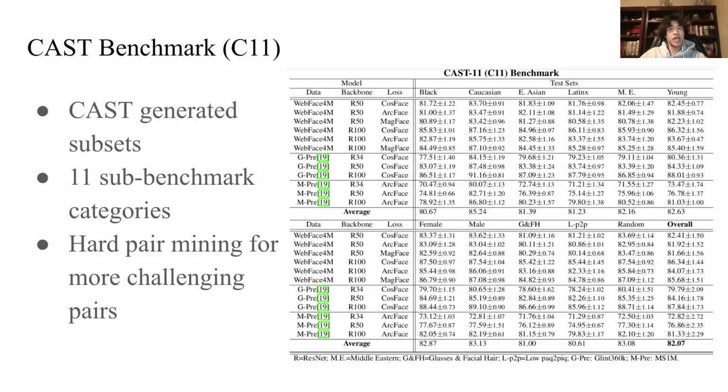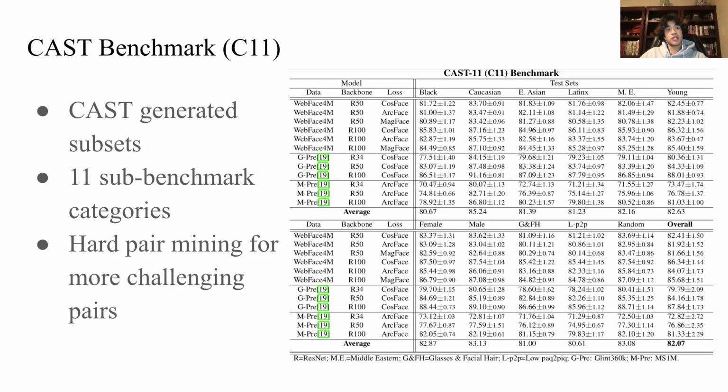And that's why we created the CAST benchmark, the C11. So we went into WebFace42M and we collected all the images and identities that facial recognition models had the hardest time categorizing and identifying. And then we created 11 sub-benchmark categories with these images.